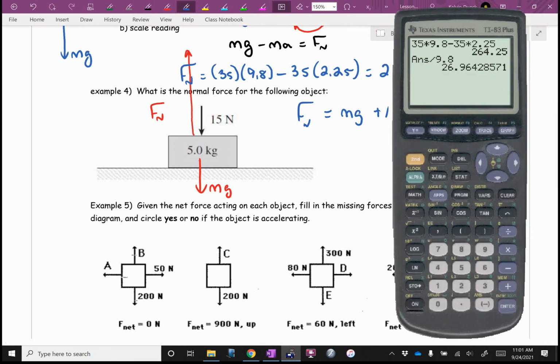That's our equation, vertically. And now I can plug and chug. I can do that in my head. 5 times 9.8, I'm pretty sure is 49, plus 15 is 64. Double check me.